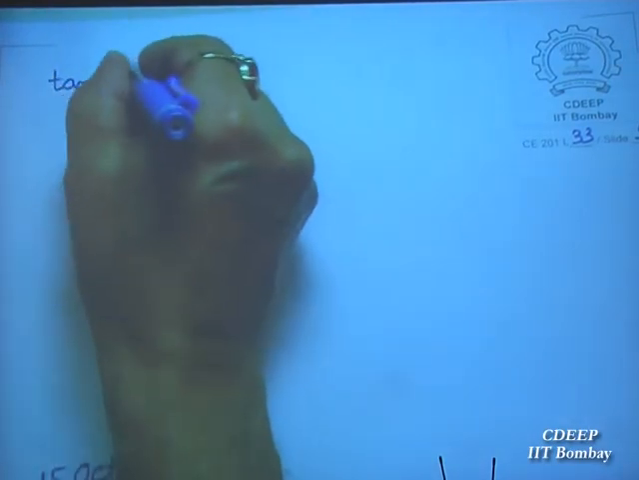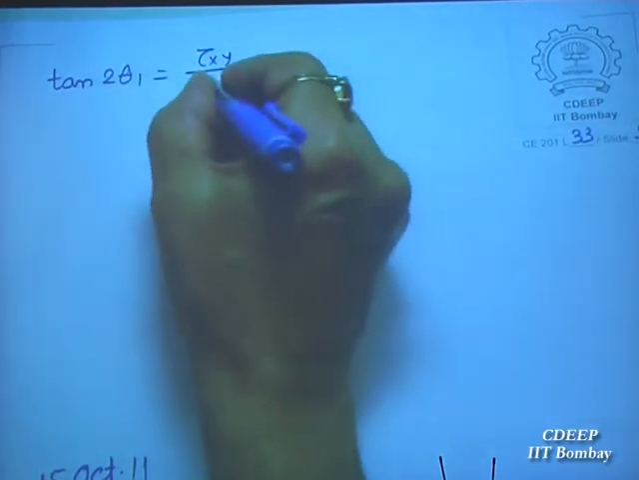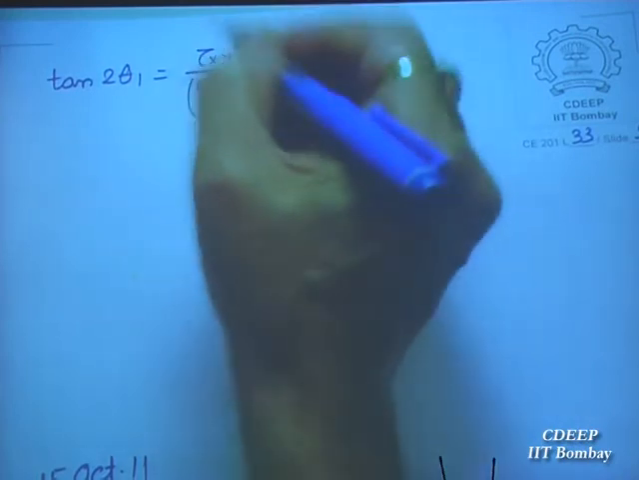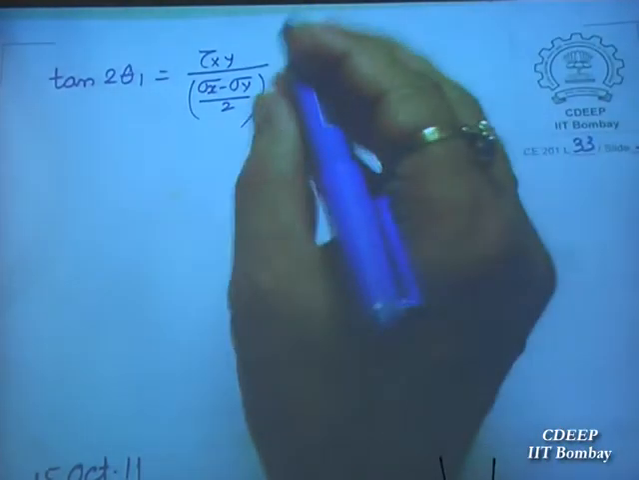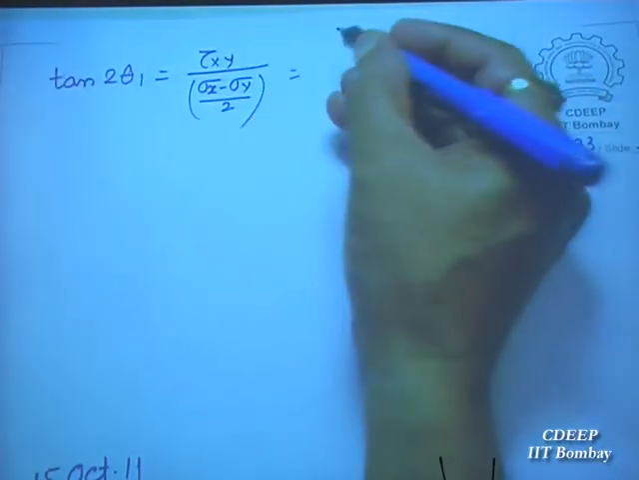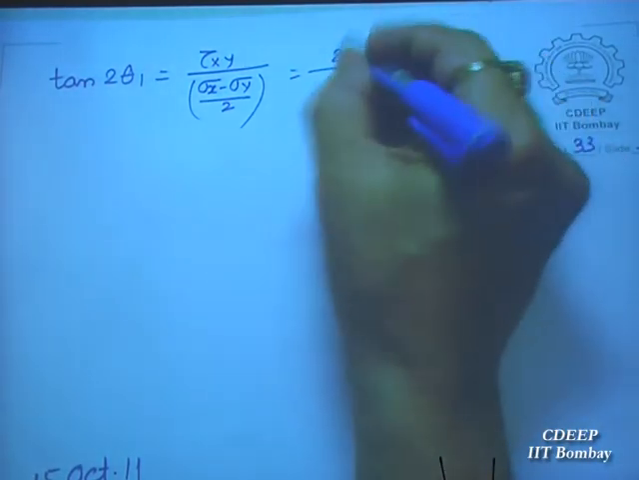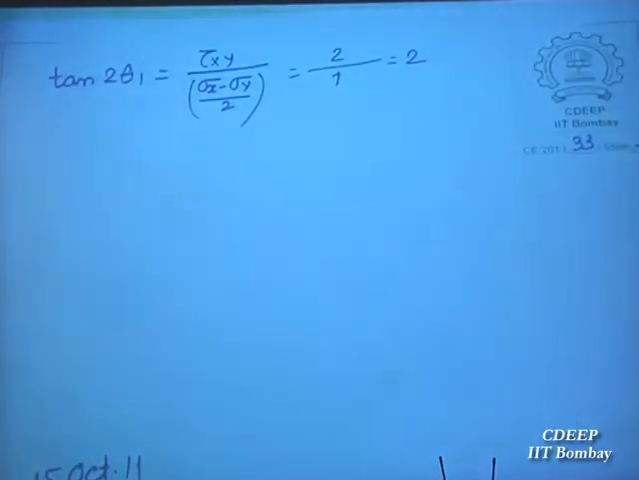Tangent 2 theta 1 is tau xy. Please do it. Don't waste your time. This time will not come. If you are not doing it, you are wasting your time. This is 2 divided by 2 by 2, that is 1. Please find out the root. Tangent 2 theta 1 is 2.